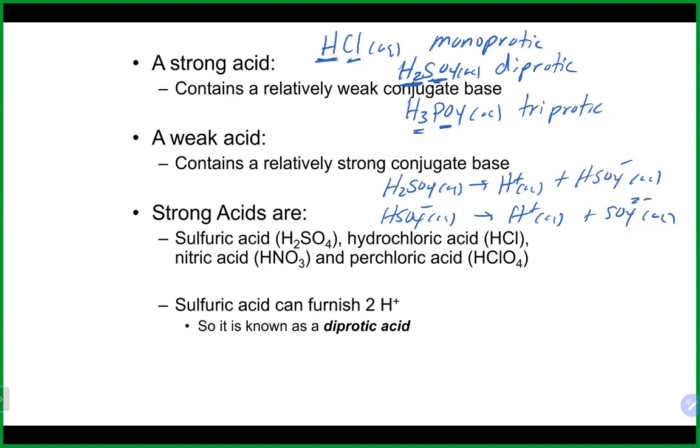It is easier to remove the first hydrogen. It's neutral, right? When you get rid of it, you now have something that's negatively charged. You're trying to pull off something that's positively charged. It gets really, really harder to do.